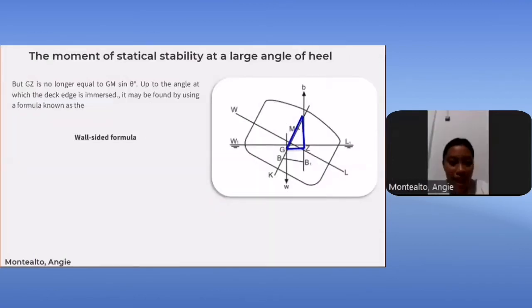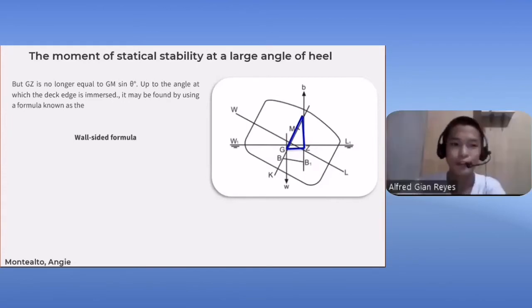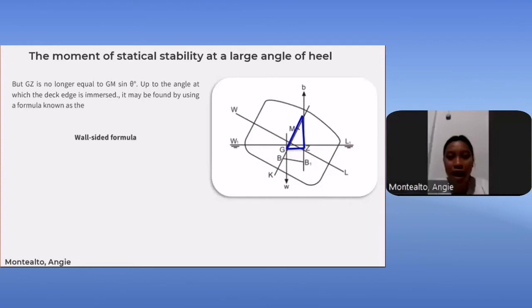So now GZ, or the righting lever, is not equal to GM sine angle of heel, as we see in the illustration. To solve this, what formula are we going to use? The wall-sided formula, which is GZ equals open parenthesis GM plus 1/2 times BM times tan squared angle of heel, close parenthesis, times sine angle of heel.